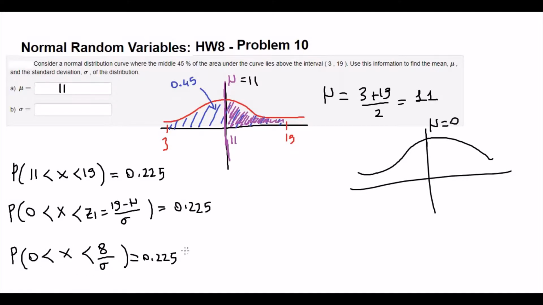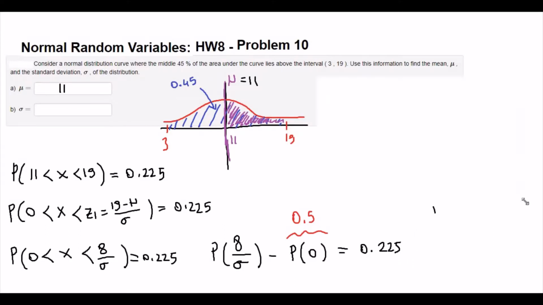So this probability by definition means the probability of 8 over sigma minus the probability of 0 equals 0.225. We know that the probability of 0 is 50% in the standard normal distribution. So we can add 0.5 on both sides. If we add 0.5 on both sides, we have the probability of 8 over sigma equal to 0.725.